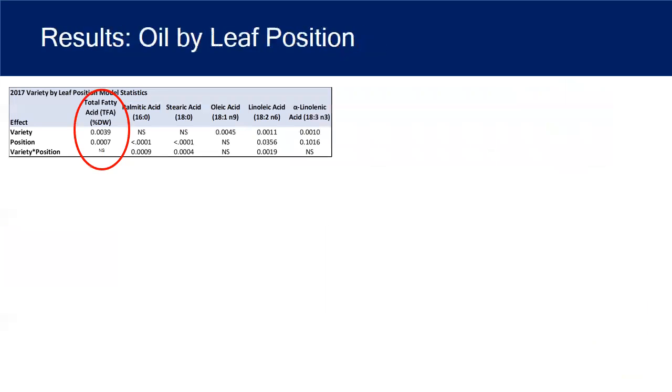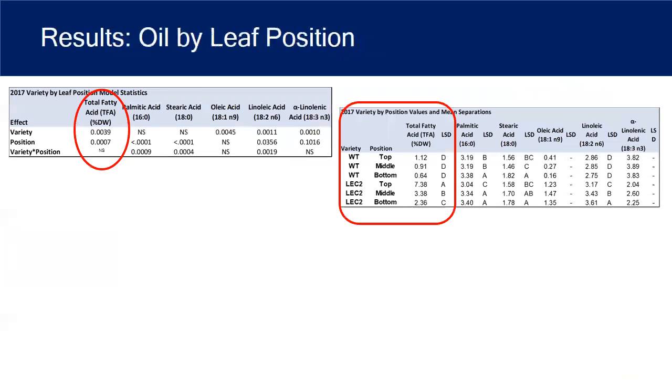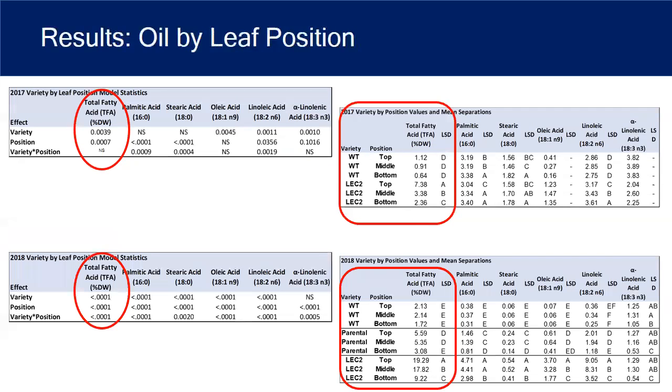So, oil by leaf position. We looked at the oil gradient in the top third, middle third, and bottom third of the plant. This was significant for variety and also leaf position. Not to get too bogged down by the statistics, but what I would like to highlight is that the top leaves always have the highest oil concentration as opposed to the bottom, and we saw that in both the wild type and the LEC2. This was further accentuated in 2018, where you can see that same trend: the top leaves had the most oil, the bottom had the least, and the parental and the LEC2 also followed suit.